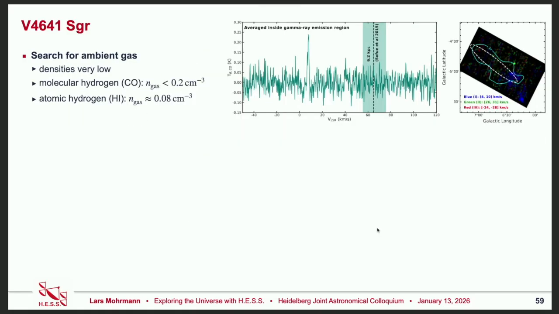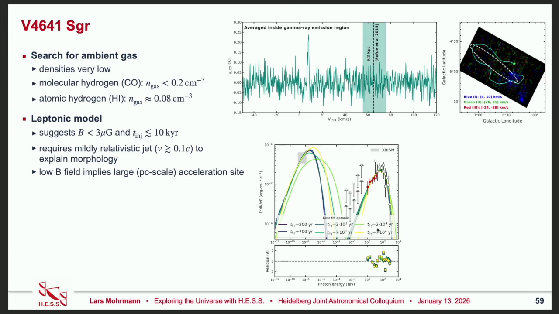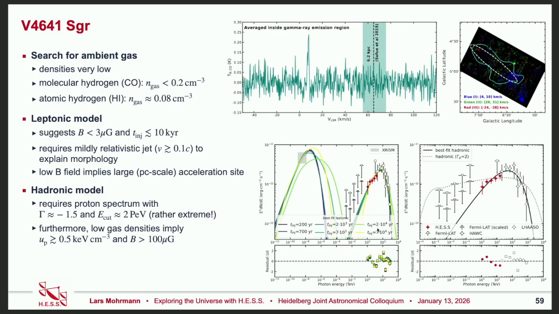Again, we looked for ambient gas as target material, but the densities are very low because this is an off-plane source. We did some modeling, and again, the bottom line is that for this system, a leptonic model is strongly preferred because there is essentially no target material for the cosmic rays to interact with. In this leptonic model, which is shown on the left-hand side here, we find that the magnetic field in this system must be relatively low, and the electrons must have been injected fairly recently. And you need velocities of this jet that are mildly relativistic.